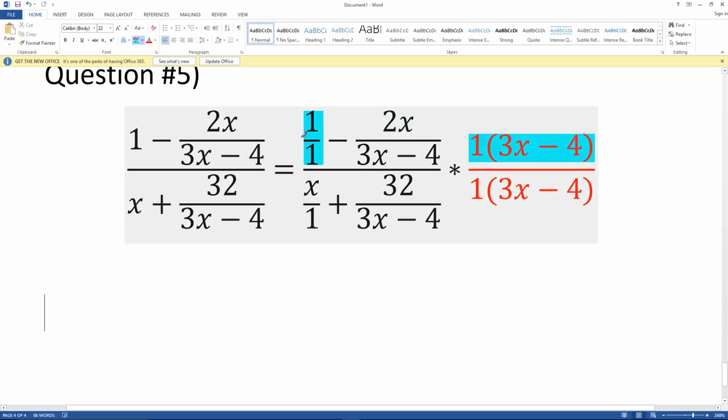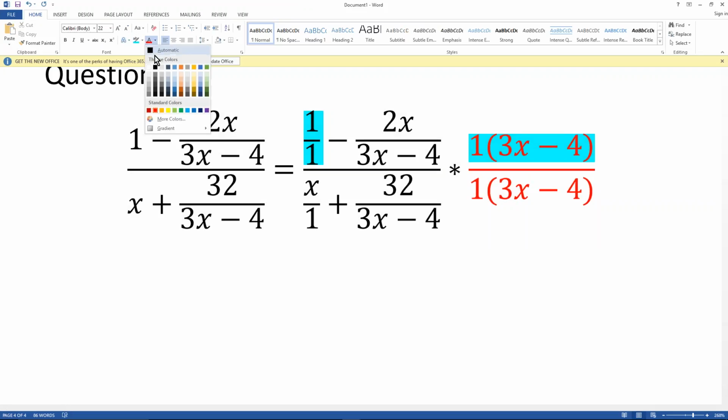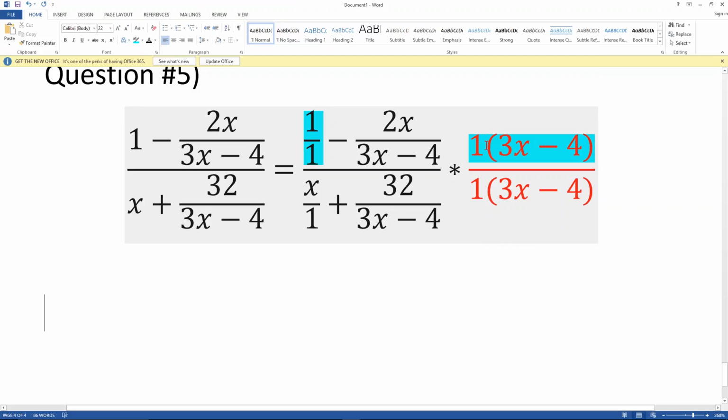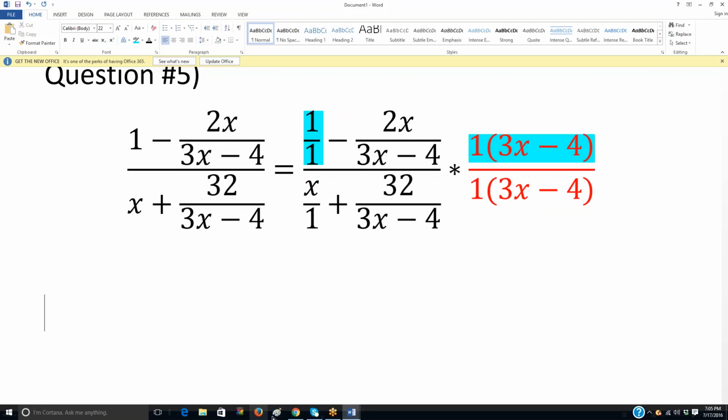So we're going to multiply both blues together. What happens with the ones? Cancel out. Leaving you just with what? 3x minus 4. And what's left on the numerator? 1. Right. For those of y'all that can't see it, this is really what's happening.